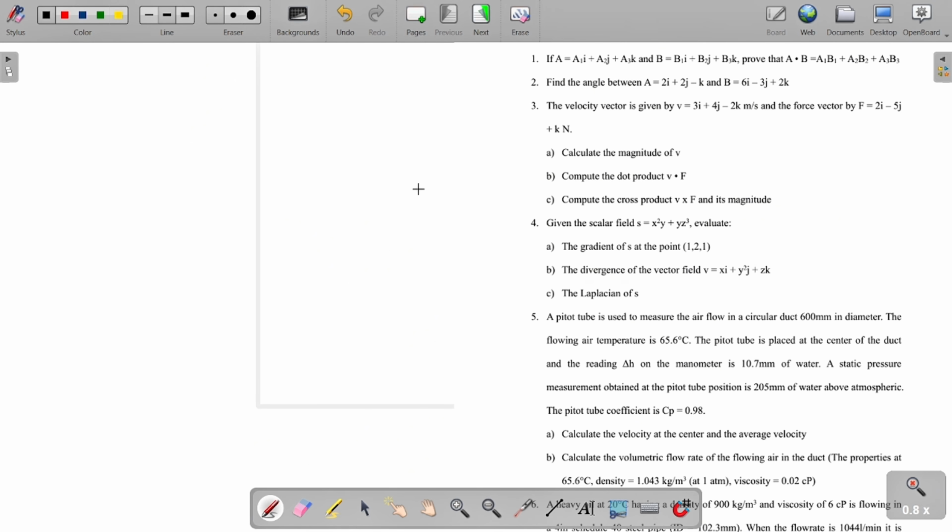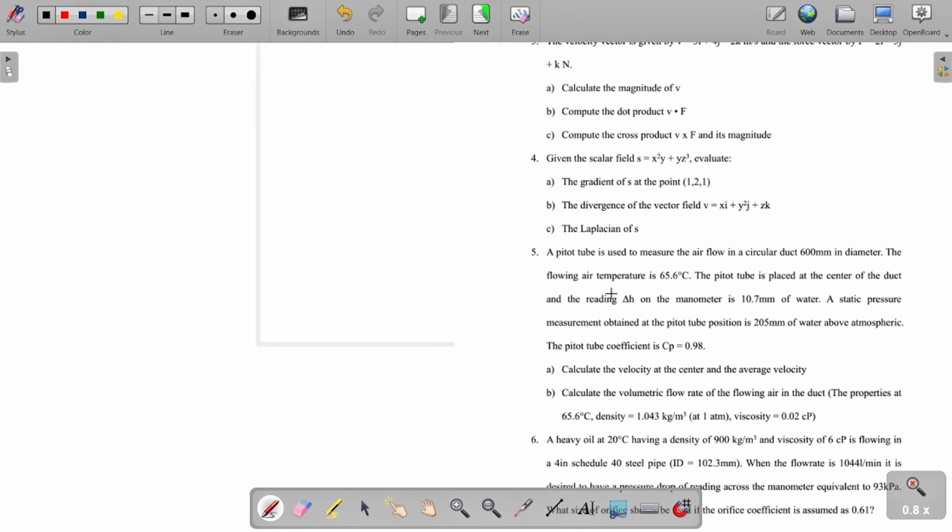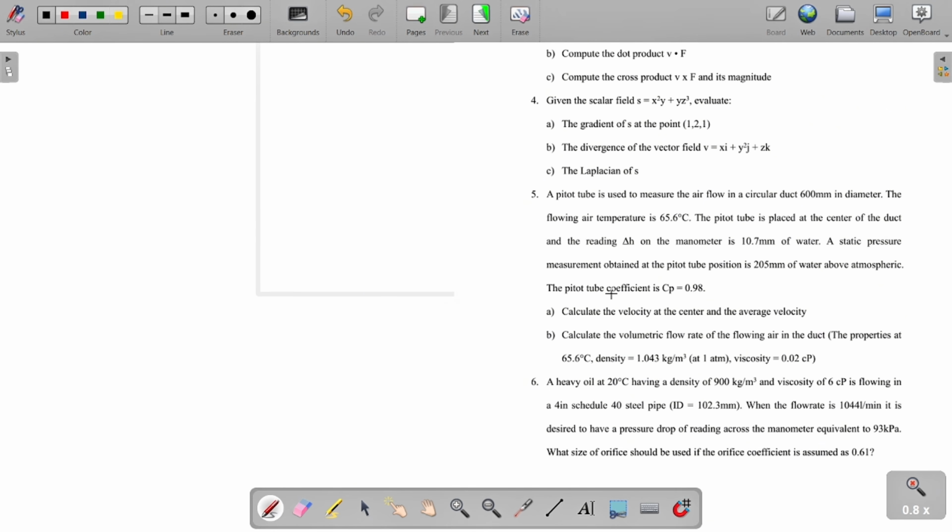Among all the flow meters that we're talking about, besides a pitot tube we have the venturimeter, among others, right? So that's what I can talk about. So the question says that we have a pitot tube, and it's used to measure the airflow in a circular duct.